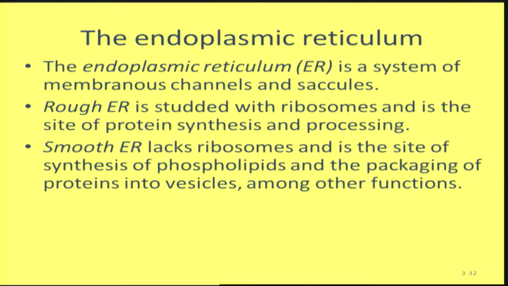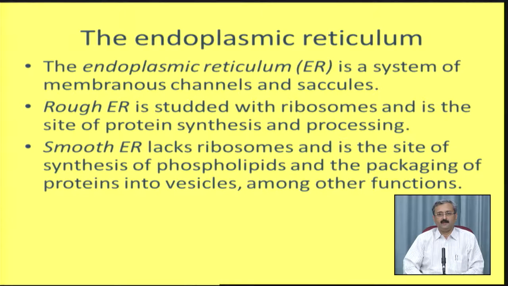Whereas the smooth endoplasmic reticulum is a system of membranous channels and saccules. The smooth endoplasmic reticulum lacks ribosomes, and it is the site of the synthesis of phospholipids and packaging of proteins into the vesicles, among other different functions they carry out.